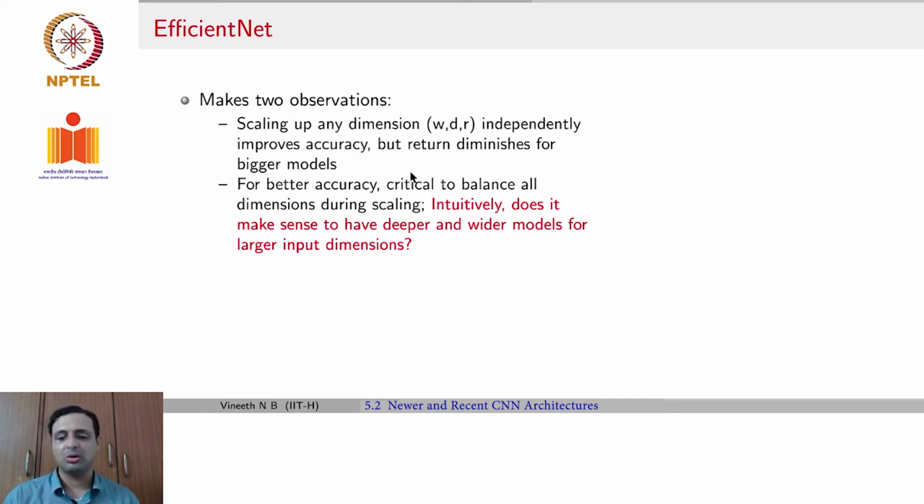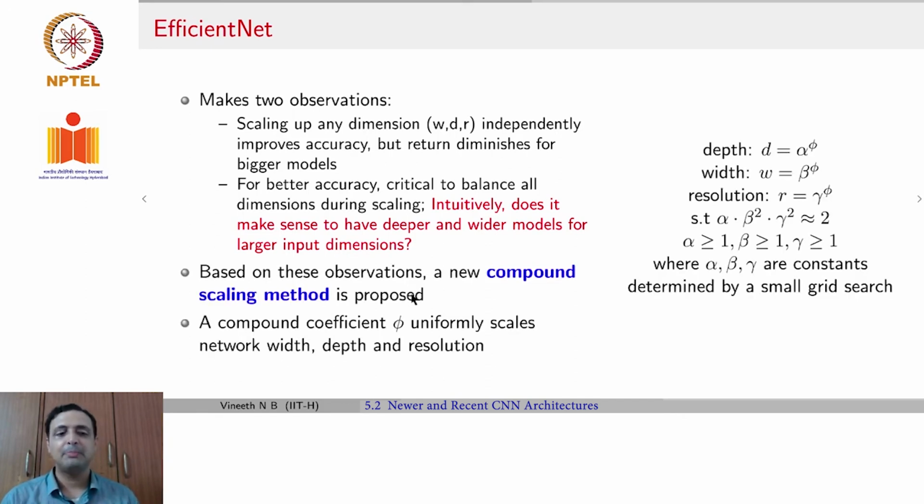So how do you go about doing this? They proposed a new scaling method known as a compound scaling method. The idea was you could scale your architecture given a particular baseline architecture. You could scale the depth, width, and input resolution of the image through your current model design using a single scaling coefficient called phi.